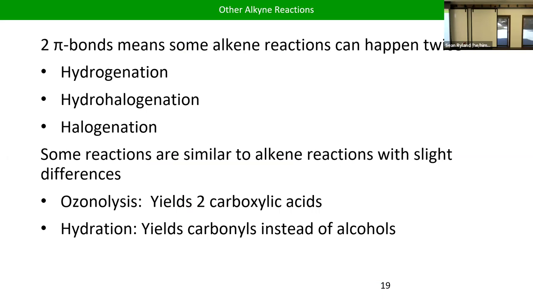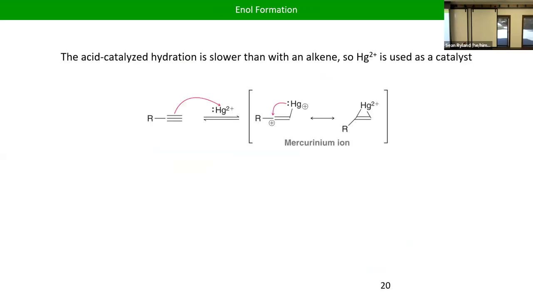The hydration, though, gives us carbonyls instead of alcohols. And that's a little bit harder to see why. The steps all look pretty much the same. So for instance, if we're doing oxymercuration, this is not oxymercuration. This is just the acid. This is confusing too. The acid catalyzed hydration needs mercury as a catalyst, but it's not true oxymercuration because you don't have to go through that demercuration step. It'll do that naturally on its own, but you do need to make that mercurinium ion intermediate similar to oxymercuration.